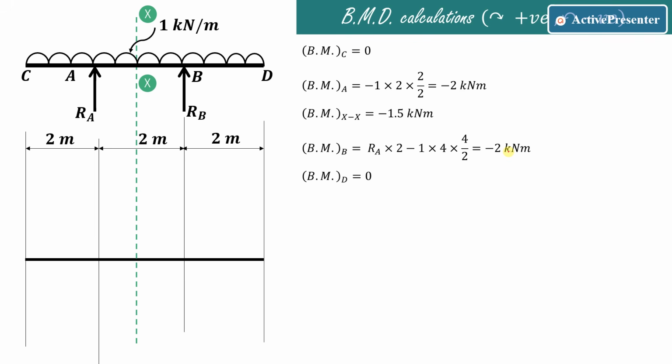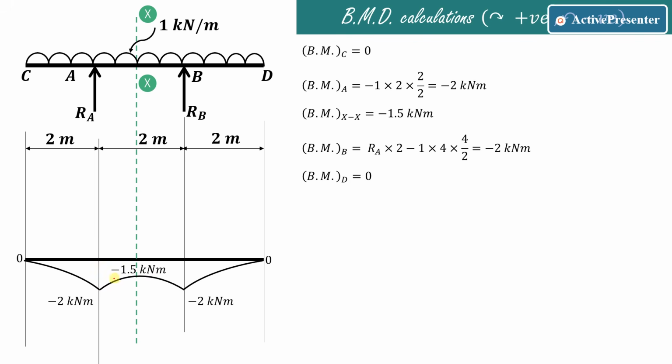So using this we will draw the bending moment diagram also. So bending moment at point C is 0, at point A it is minus 2, at section XX it is minus 1.5, at B it is minus 2, and at D it is 0. So you can see 0 at point C, minus 2 at point A, minus 1.5 kilonewton meter at section XX, minus 2 kilonewton meter at point B, and at point D it is 0.